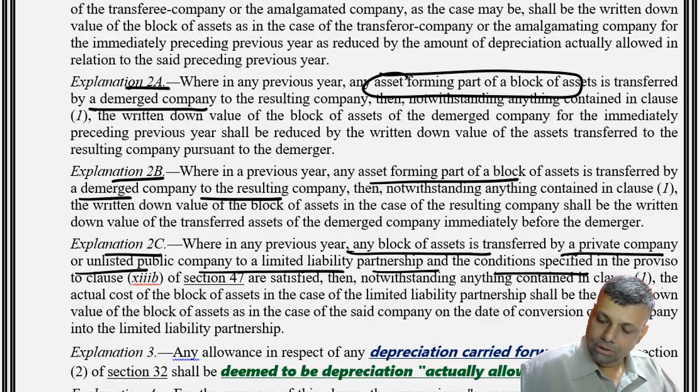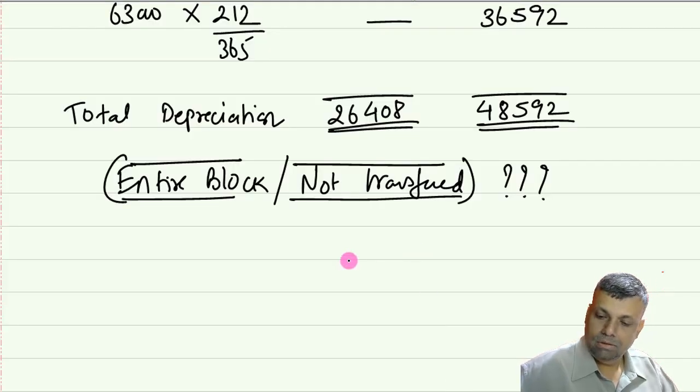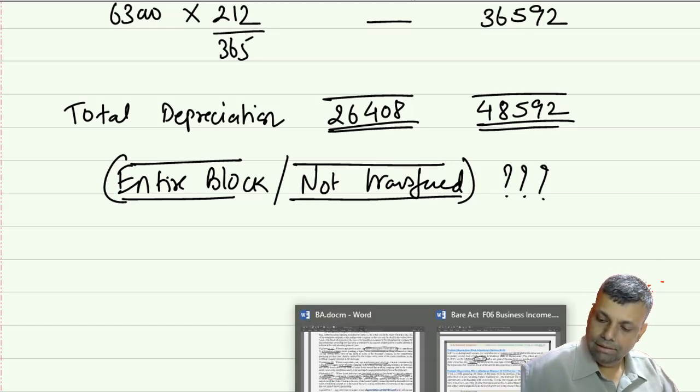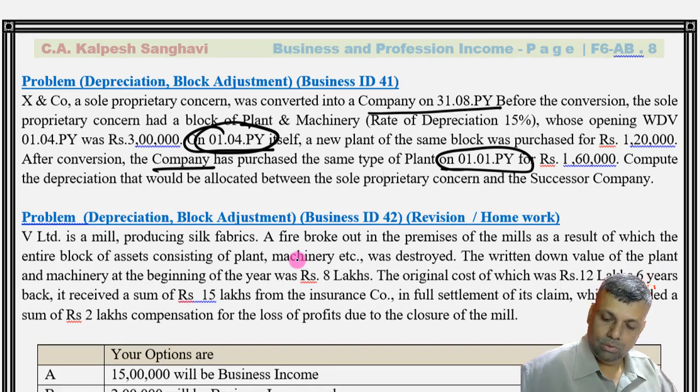Let's go to the next question. So this was the confusion I've already solved, and let's go to the next question.